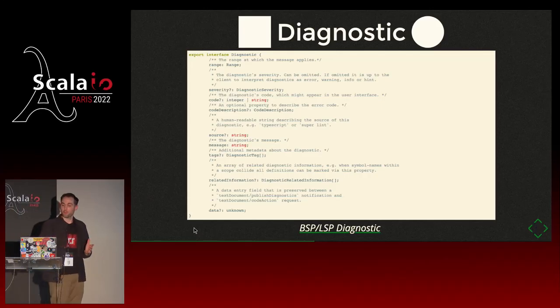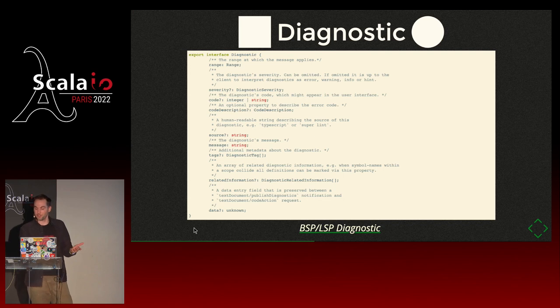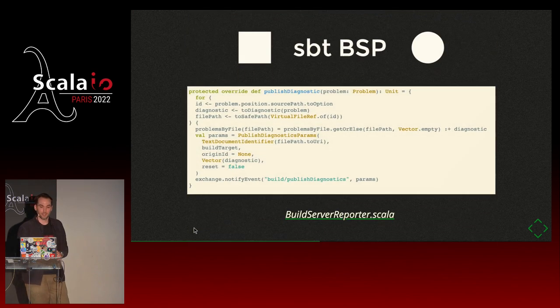We have source, which is where is this thing coming from? We have a message, which again we've seen before, and then some more new things that we haven't seen before: a tag, related information, and data. So hopefully you're wondering, what are these other things used for? Does the compiler use those? Now let's jump to SBT, finally.